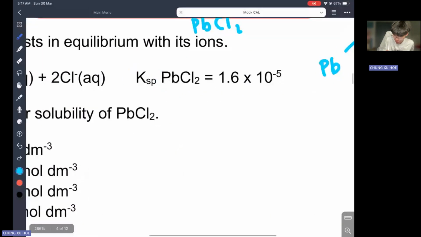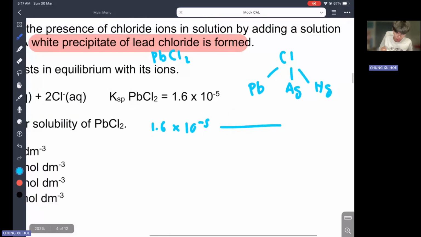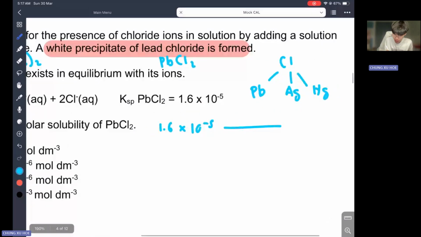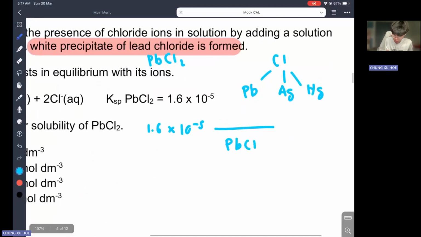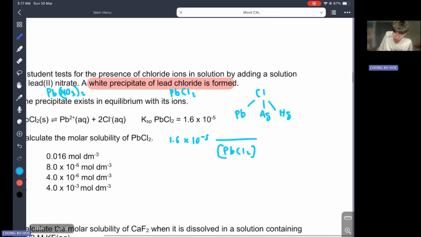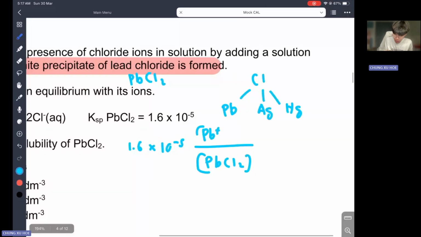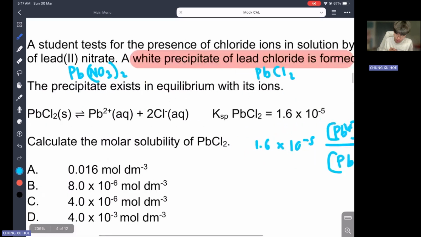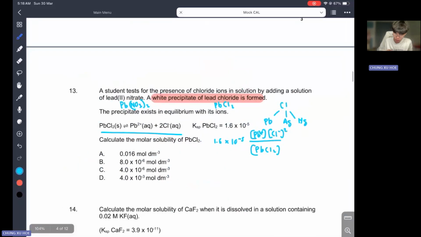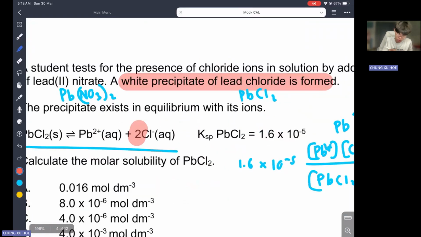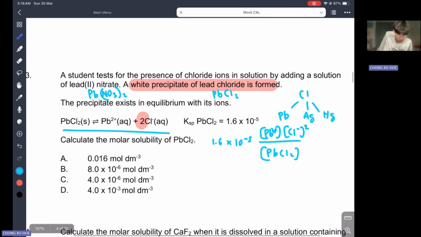So 1.6, I'll just substitute, times 10 to the power of -5. What's my product? What's my reactant? Okay, so calculate the molar solubility of PbCl2. Do I know the value of PbCl2? Let me put it first. My concentration of ions here will be Pb2+ and then Cl-. But one thing, according to the balanced equation, there is 2Cl. That means I need to put a square on top. Understand? This is a detail that you need to know. Don't make this mistake in your exam.